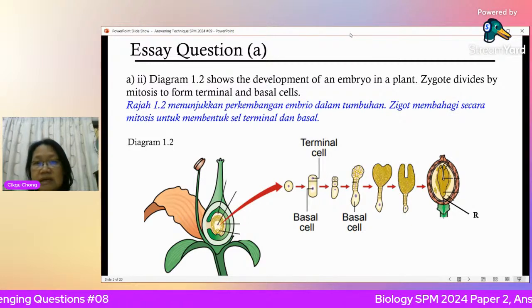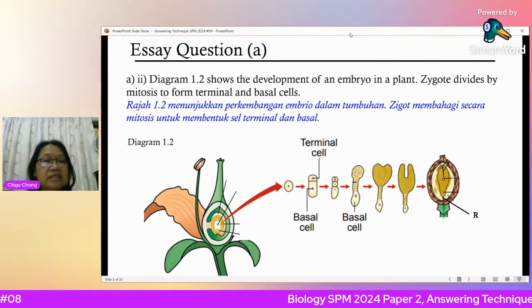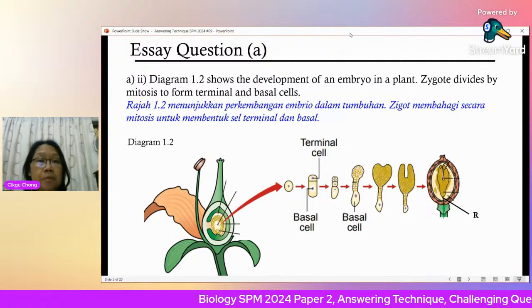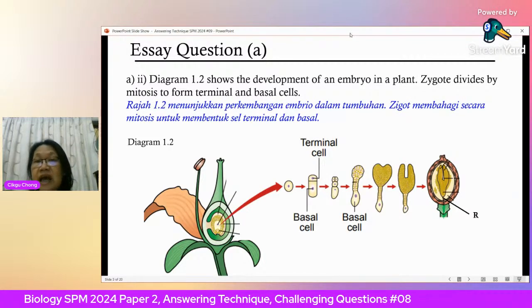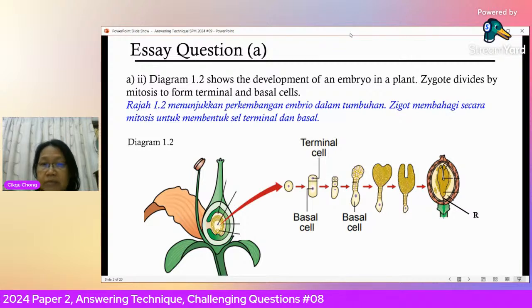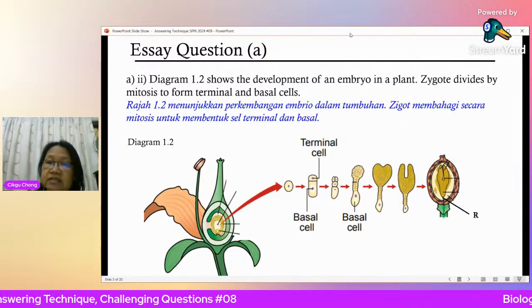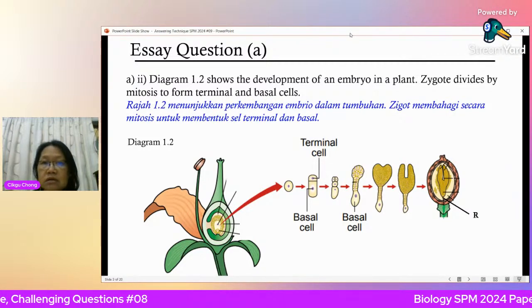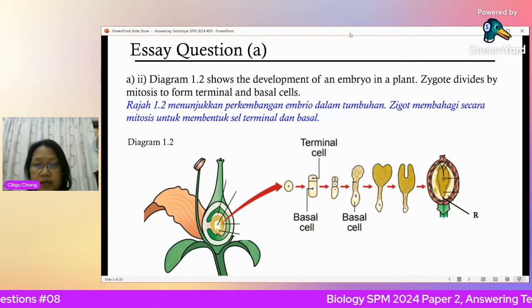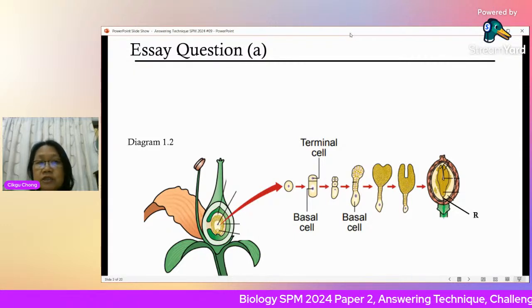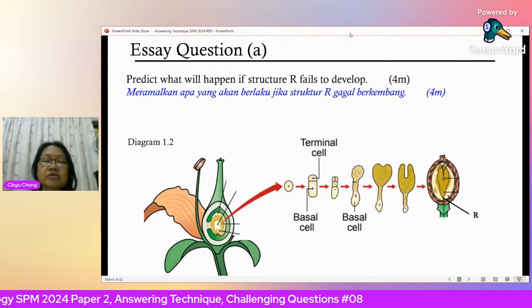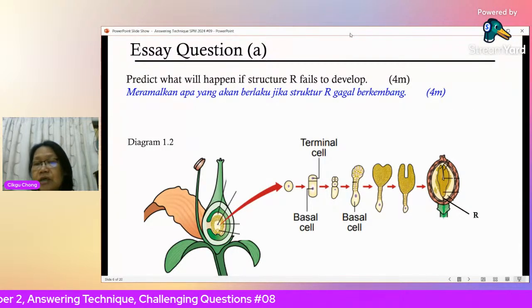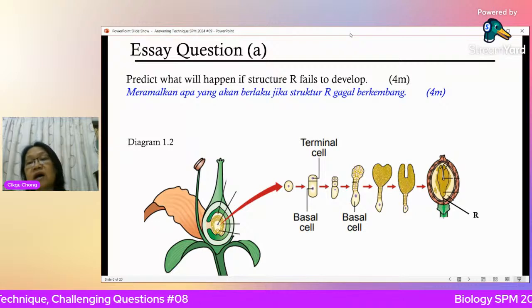So the question comes now. Actually, you can see the terminal cell. This is what happens after pollination and after fertilization. You will have an embryo, and the embryo is connected to the wall of the ovary here. So the question here is: predict what happens if structure R fails to develop. So you need to know what structure R is.